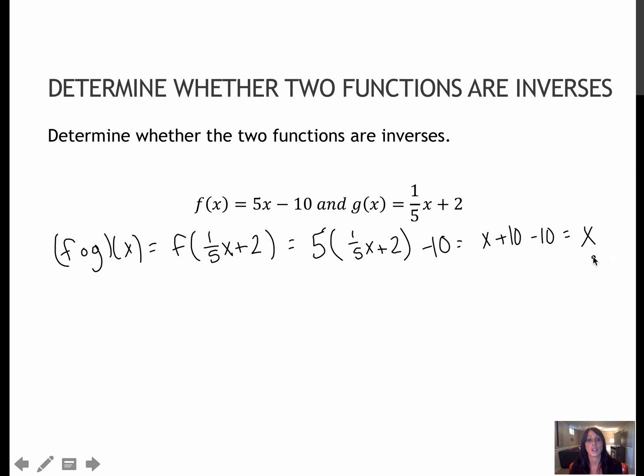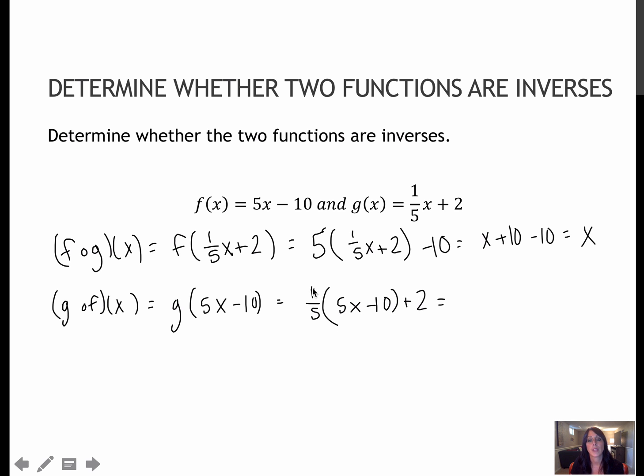Notice plus 10, minus 10 cancel out, and I just get x. So far, so good. Now I'm going to check g of f of x the exact same way. So now I'm finding g of 5x minus 10, which means I'm finding 1/5 of 5x minus 10 plus 2. If I distribute, again, I get x. I get minus 2. I have a plus 2 on the outside. Those two values cancel, and that gives me x. So yes, they are inverses of one another.